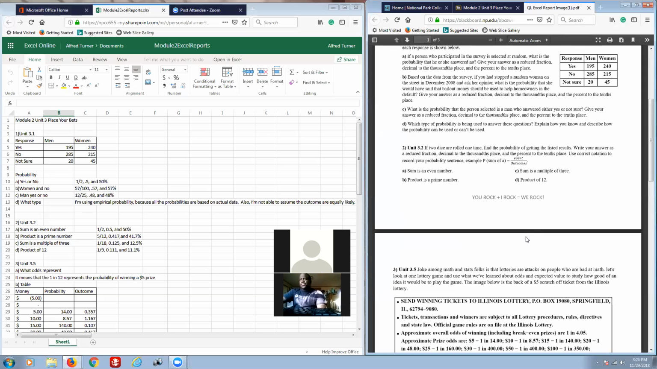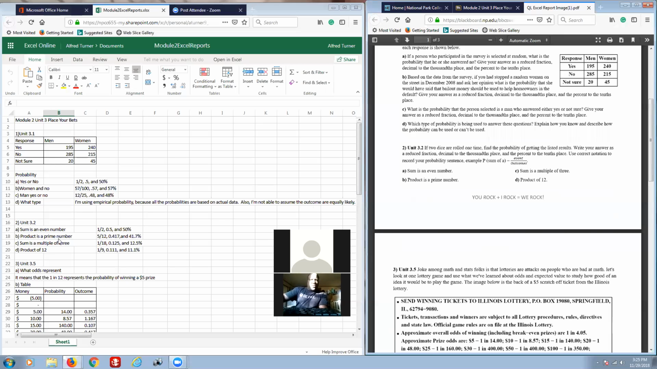Number 2, that's kind of short. If two dice are rolled one time, find the probability of getting the listed results. Write your answers as a reduced fraction, decimal to the thousandths place, and percentage. Use correct notation to record the probability sentence, for example P of sum, event over outcomes. The sum is even, the product is prime, the sum is a multiple of 3, and the product is 12.